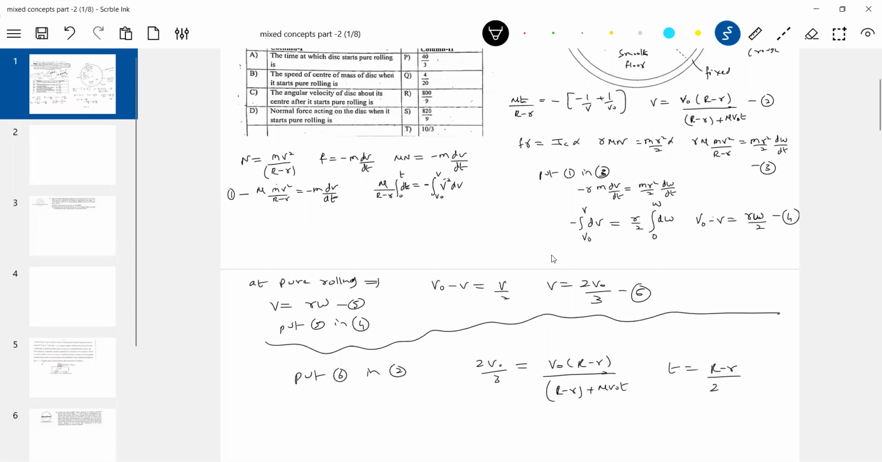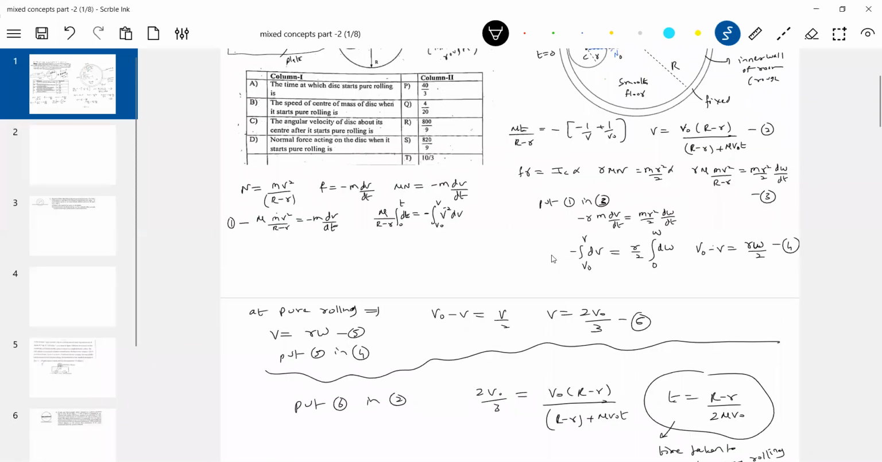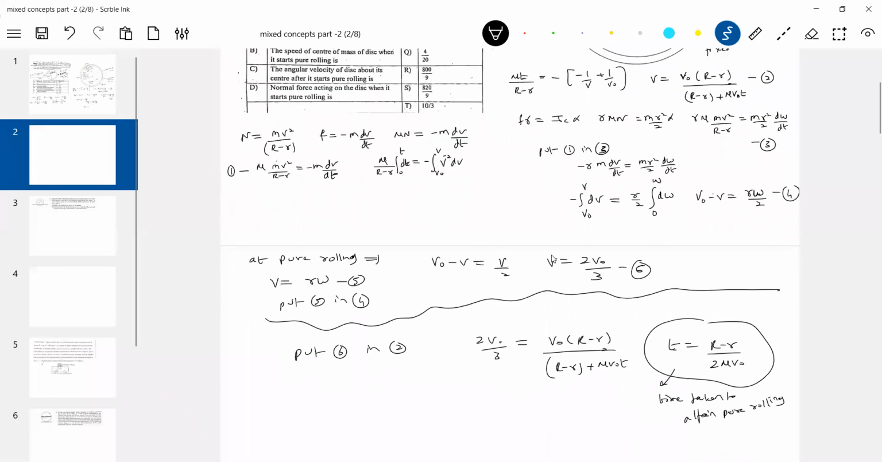This is the time. It is there in Pathfinder. In Pathfinder I just made some small changes, like some good problem. The Pathfinder only asks for the x coordinate. Directly I brought the pure rolling condition. So if the surface is curved, you can apply this method. Time taken to attain pure rolling.